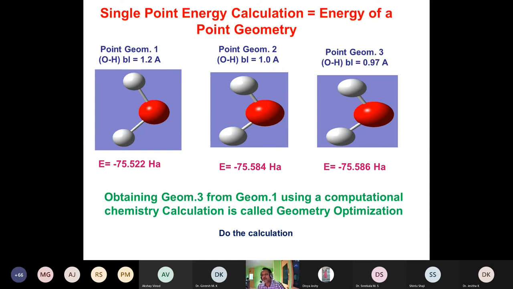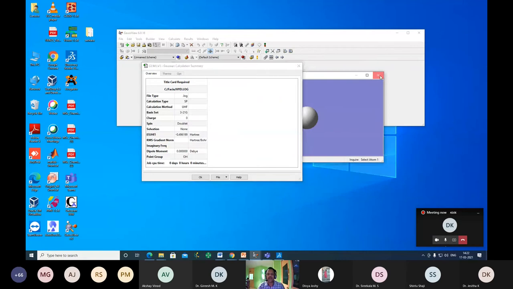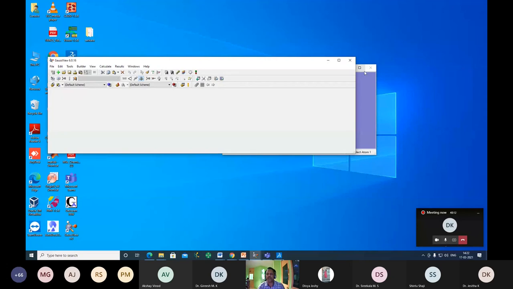How does this become a stable point geometry? Because the actual bond length and actual bond angle of the water molecule are obtained in point geometry 3. So ultimately, as a result of this geometry optimization, you are getting an optimum geometry or a stable geometry with the minimum energy. So I may show a simple calculation: geometry optimization of a given geometry of a water molecule here.